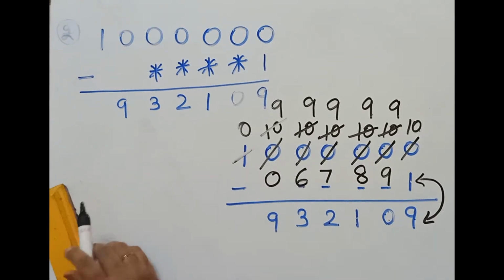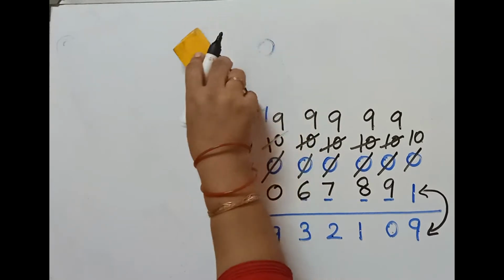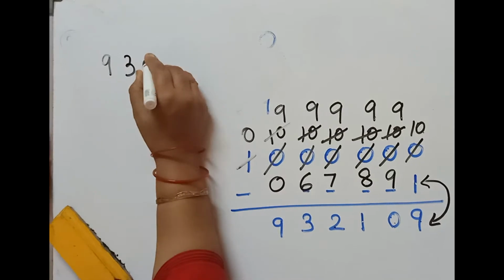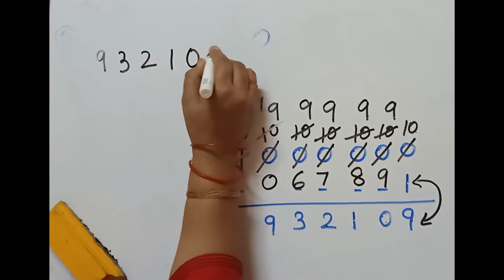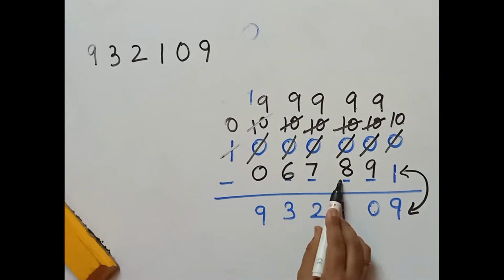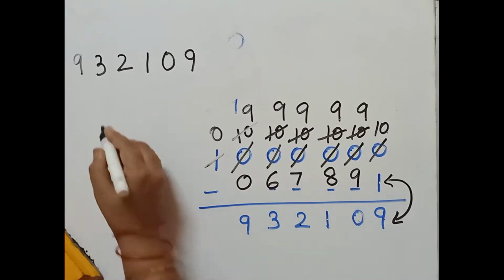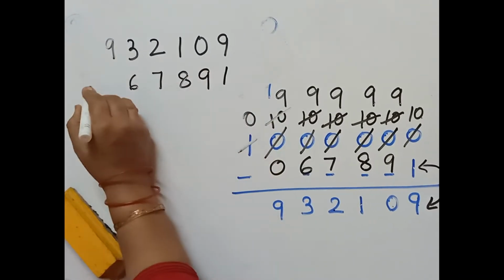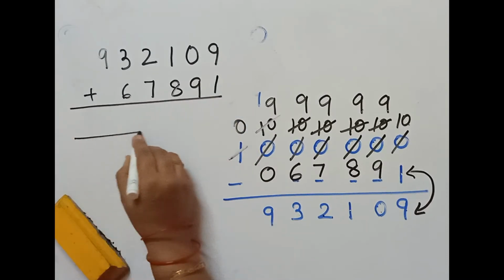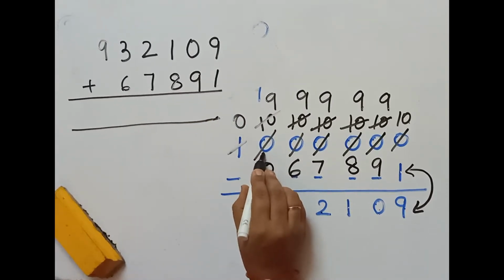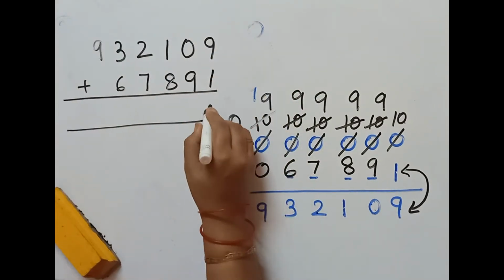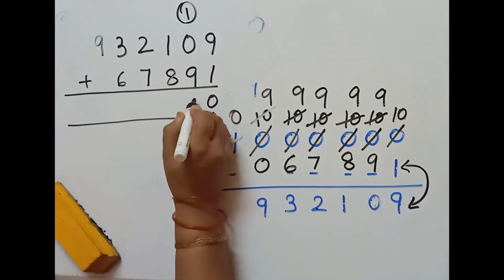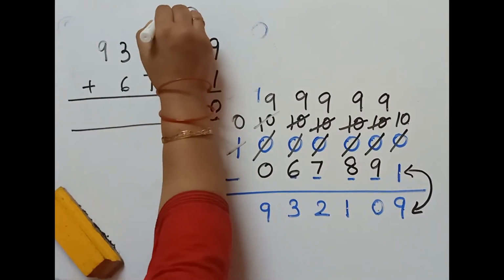So how are we going to do it? Now this number we are going to write first: 9, 3, 2, 1, 0, 9. After that we have to write this number: 6, 7, 8, 9, 1. Now we have to add. We have to check whether this number is correct with this number or not. 9 plus 1, 10. 0, 1 carry over. 9 plus 1, 10. Again 0, 1 carry over.